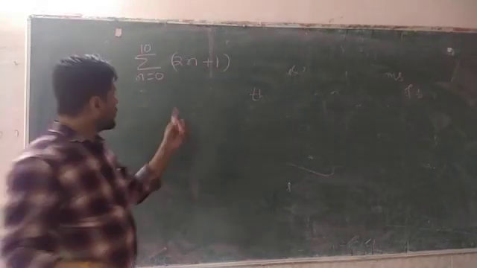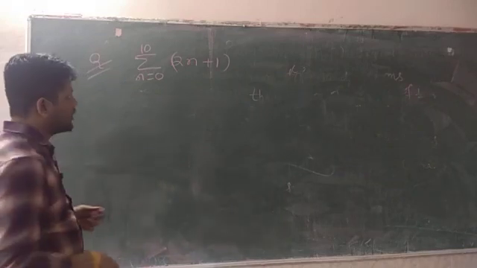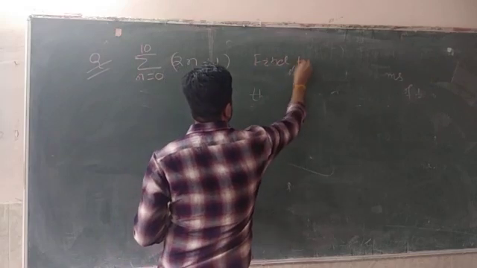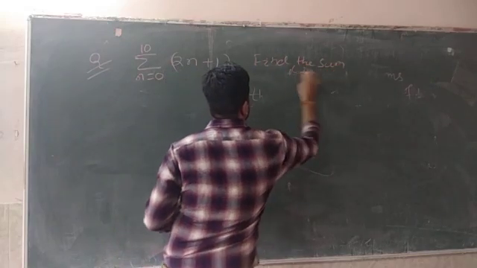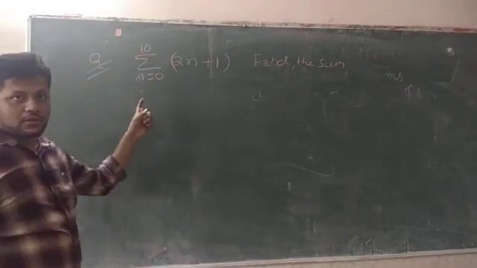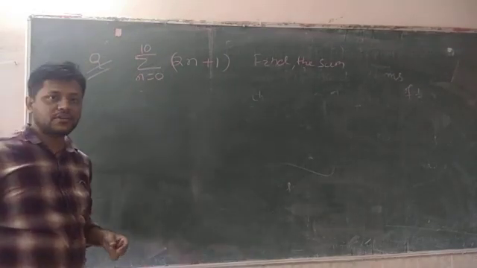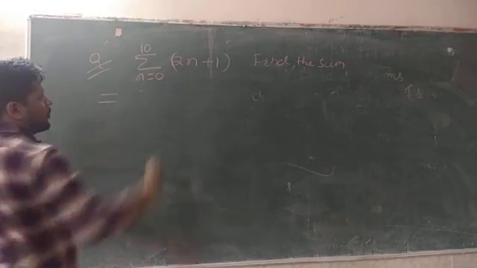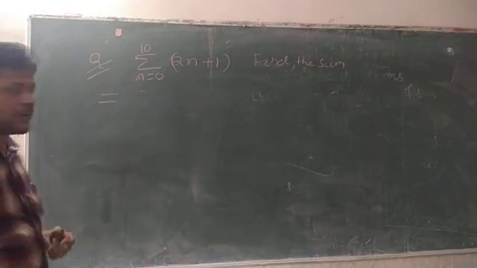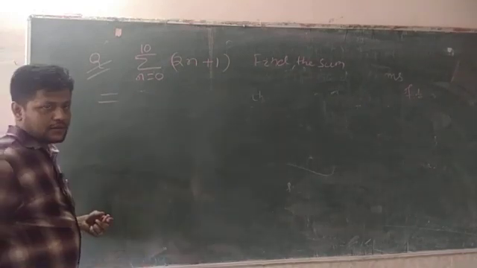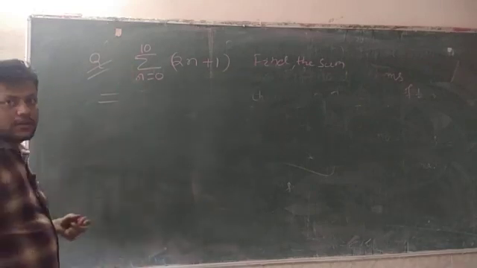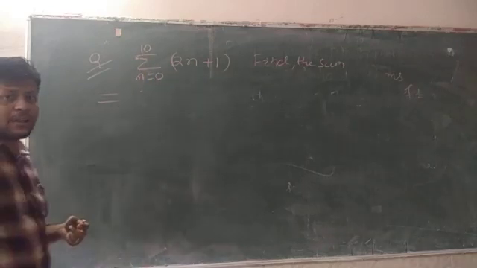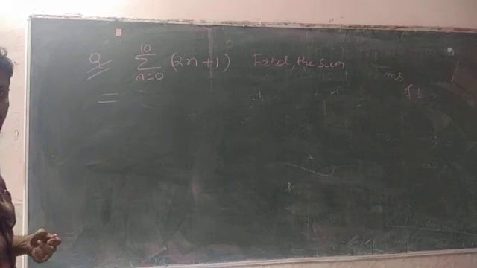Now the question given is the summation of n equals 0 to 10 of 2n plus 1. Find the sum. First of all, the lower limit is n equals 0 and the highest limit is 10, and we are given 2n plus 1. How many terms are present? 0 to 10 means we have a total of 11 terms.